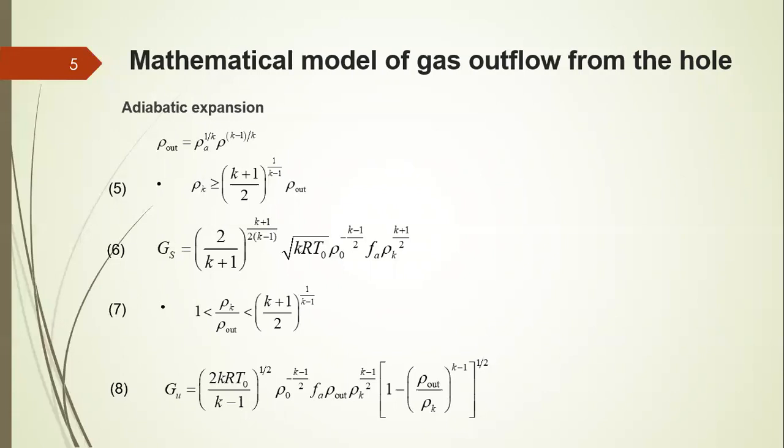The condition of a supersonic outflow has the following form, formula 5. When the pressure values in front of the hole and behind it are at the same level, the process comes to the end. Then formula 5 is met, and we obtain the following formula 6. Then, as the pressure decreases, we obtain formula 8.